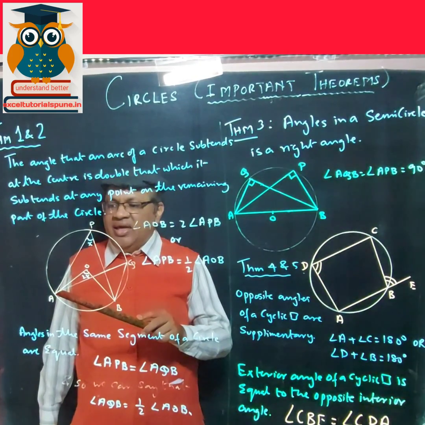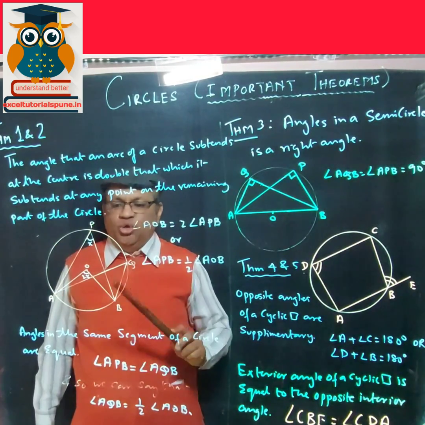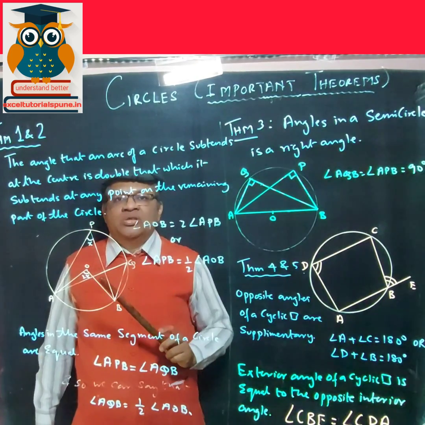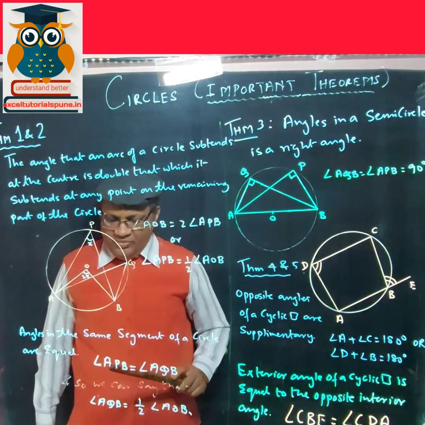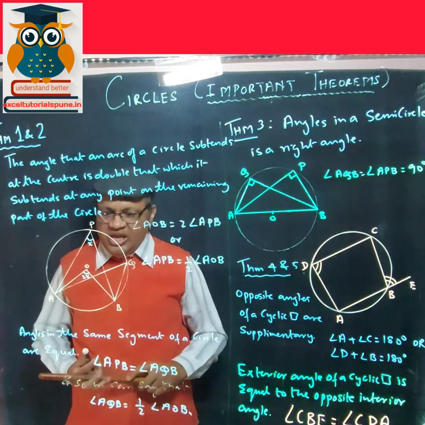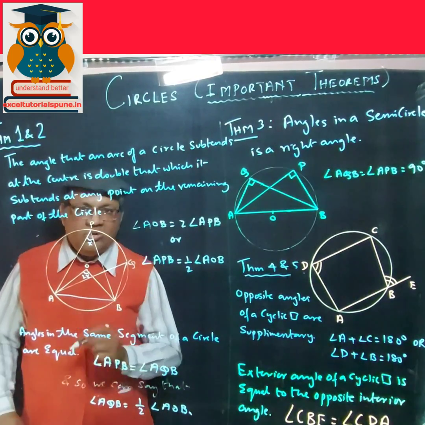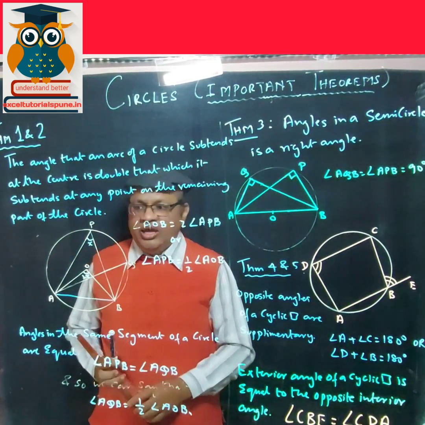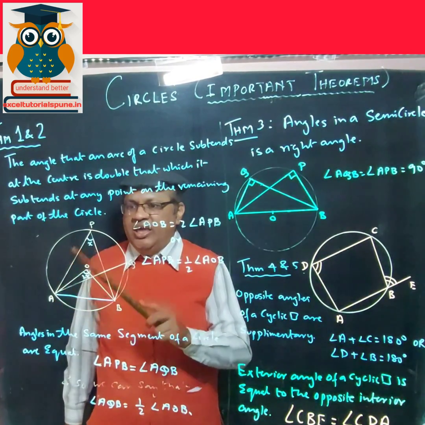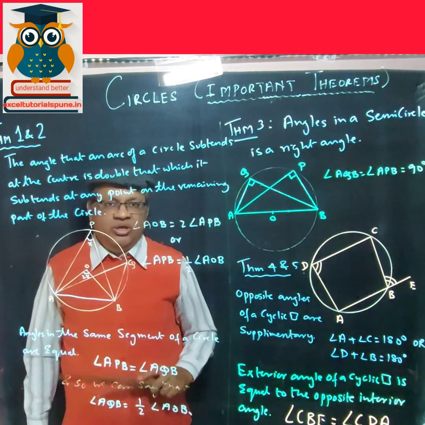Supposing there is another angle ARB, that ARB will also be equal to AQB and APB, because they are on the circle. So angles in the same segment of a circle are equal. So segment is AB. Like supposing if you join this AB, so that is the segment. So angles enclosed in the same segment are equal. APB is equal to AQB. So that is the next theorem, theorem number 2.